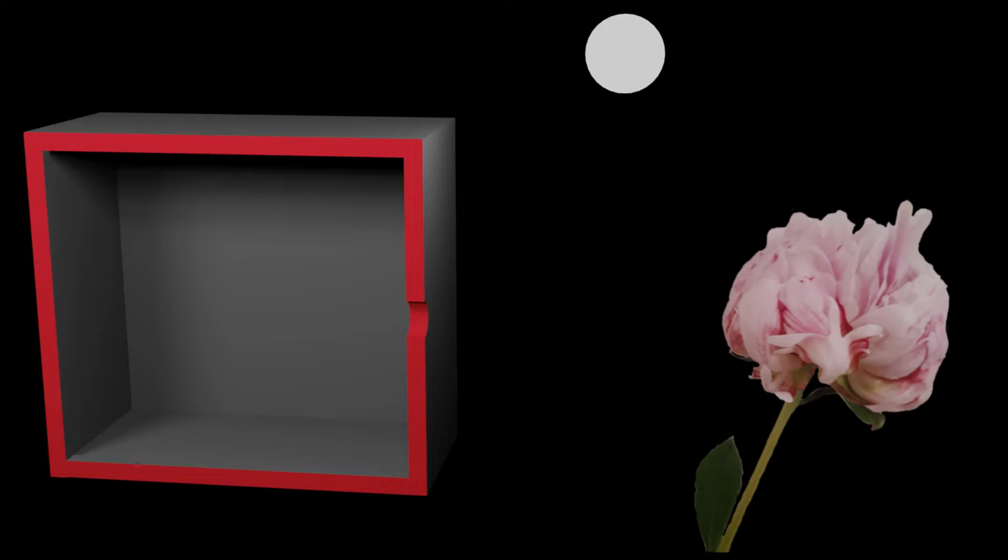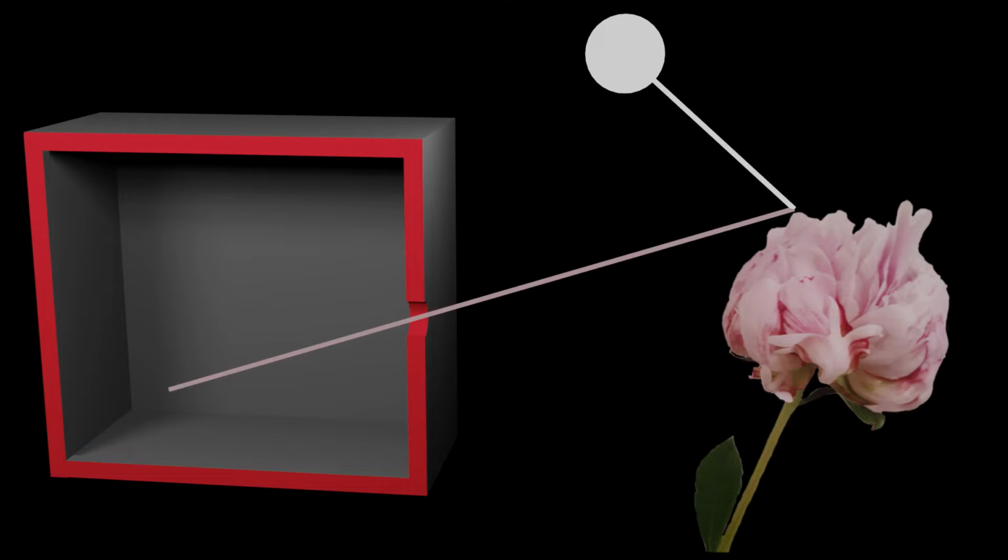So, in this case we have an object that we want to take a picture of, in this case this pink flower here on the right. And we have our pinhole camera, as shown here on the left. And finally, we have a light source of some sort, as illustrated here by the white circle at the top center of the picture. In this situation, light travels from the light source, and some of that light will reflect from the object and pass through the pinhole and into our camera.